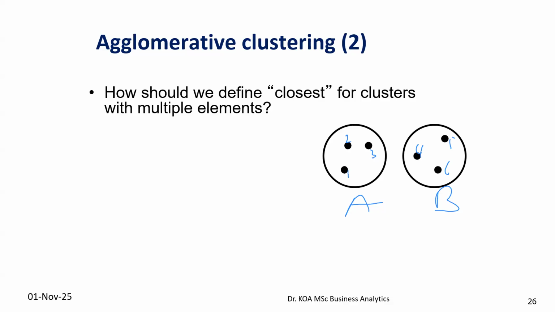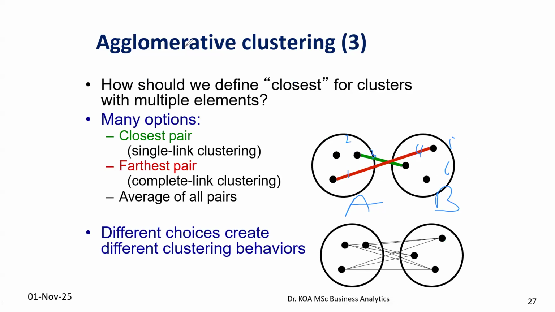Yes. And then you can have the average of all pairs as well. So different choices will create different clustering. Very good. So that is exactly the answers that you just gave. That is the agglomerative clustering approach. That is how you tackle it.